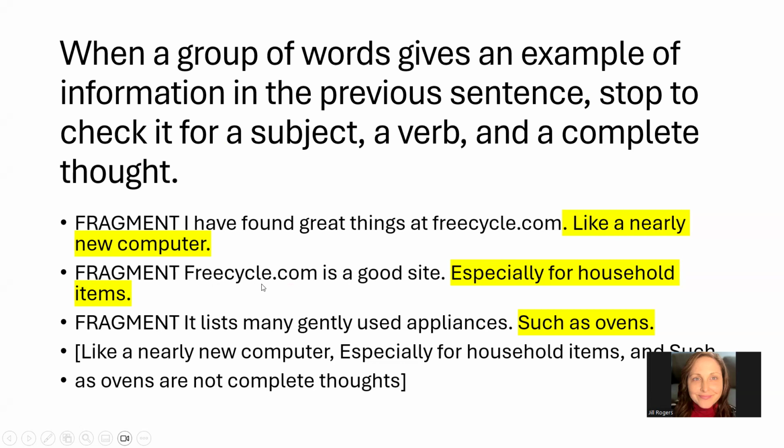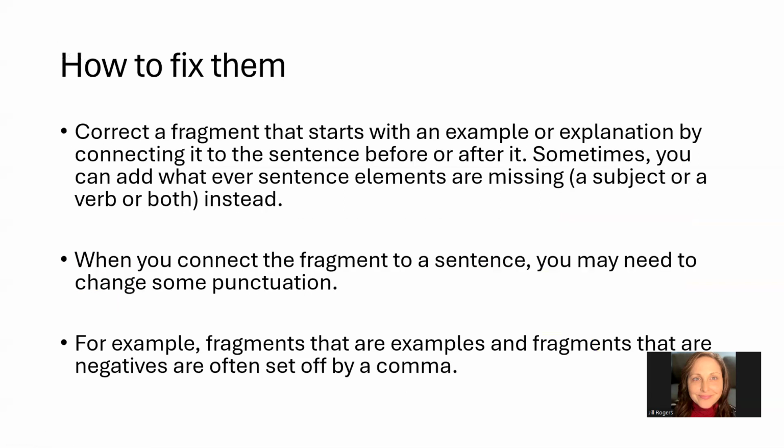Freecycle.com is a good website, especially for household items. Okay, that's a fragment, especially for household items. It's missing a subject and a verb and a complete thought. And the last one, it lists many gently used appliances, such as ovens. Okay, again, doesn't have a subject, doesn't have a verb, and doesn't have a complete thought. Those are three examples of examples that are fragments.